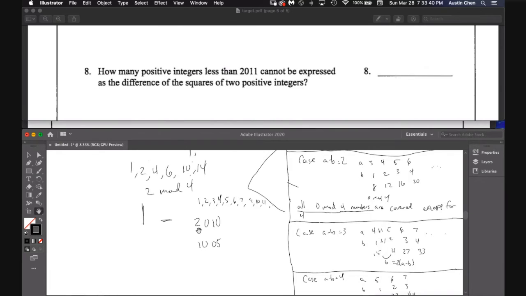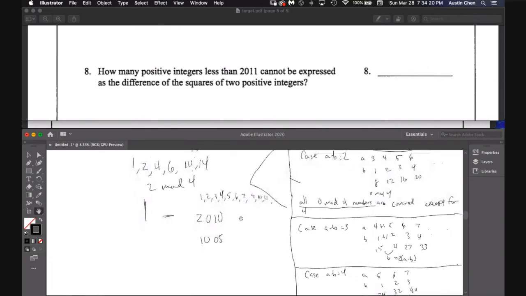Well, counting 2 mod 4 numbers might be a little bit weird. So what we can do instead is count all even numbers between 1 and 2010 and divide that number by 2 to find the number of 2 mod 4 numbers. But why can we do that? Well, it's because all even numbers are either 0 mod 4 or 2 mod 4. So if you get the number of even numbers, you can divide by 2 to find the number of 2 mod 4 numbers.